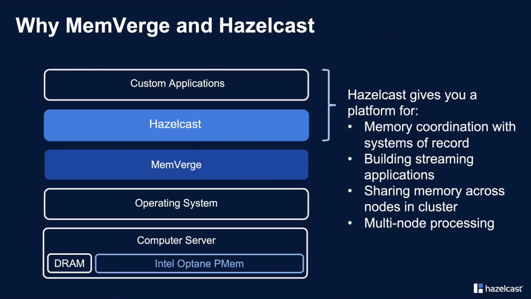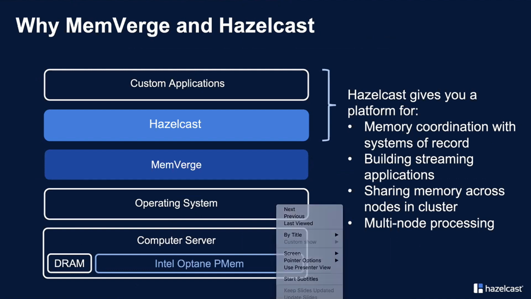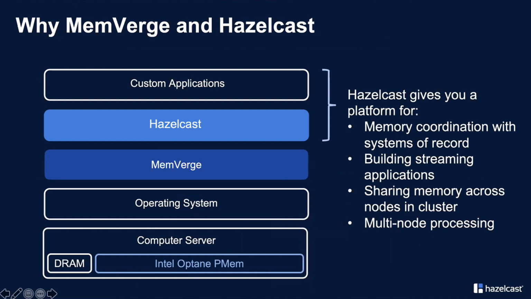And so here's how the two pieces work together, where you have MemVerge. So if you start at the bottom with a computer server, you have some allocation of Optane and DRAM working together. You have the operating system on top of that. And then for us, MemVerge is essentially that abstract layer that represents that huge allocation of memory. So from our standpoint, and from any application's standpoint, you just know that you have a lot of memory. And being an in-memory computing platform, that's a good thing for us.